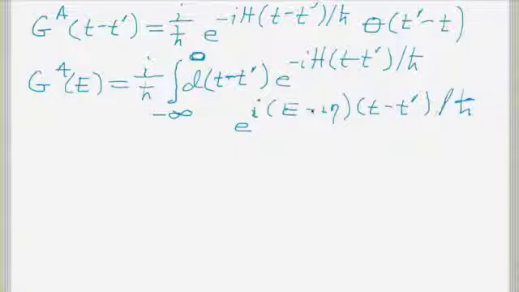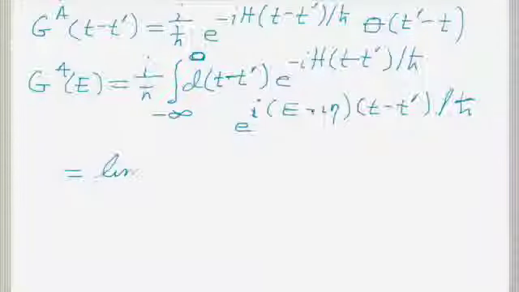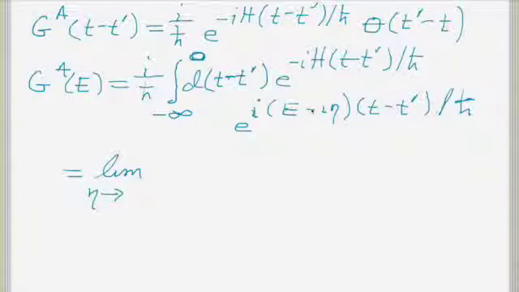And so that's equal to the limit as eta goes to 0 plus, again, of 1 over E minus H minus i eta. Before it was plus i eta. Now it's minus i eta. So now the poles are going to be in the upper half plane, right? A little off the real axis in the upper half plane for the advanced green function. And in fact, they're complex conjugates of the poles of the retarded green function.